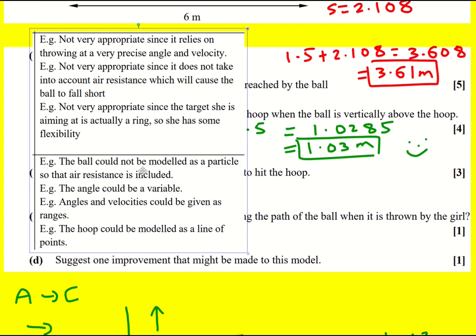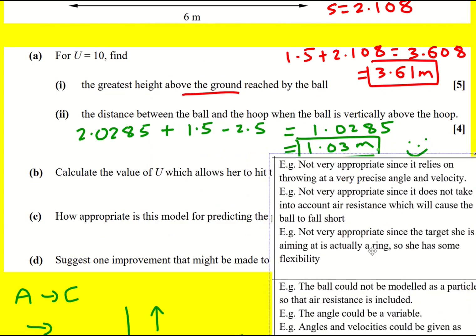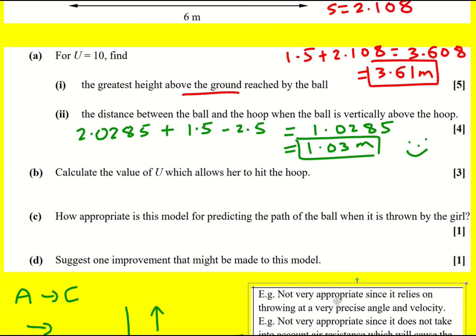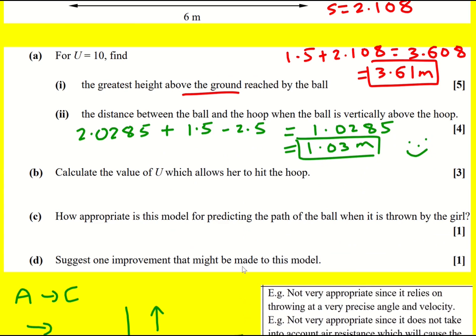And then how could we improve it? So yeah, if we'd have to include it as a particle, the angle could be a variable. Suppose we could change the speed and the angle. Angles and velocities could be given as ranges, and the hoop could be modeled as a line of points. So something along these lines. Other ones should be accepted as well. But that's it for this question.